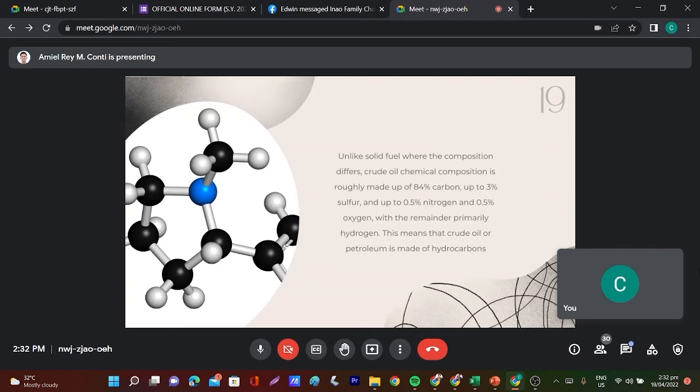Speaking of hydrocarbons, a hydrocarbon is an organic chemical compound composed exclusively of hydrogen and carbon atoms. Hydrocarbons are highly combustible and produce carbon dioxide, water, and heat when they are burned. Therefore, hydrocarbons are highly effective as source of fuel.